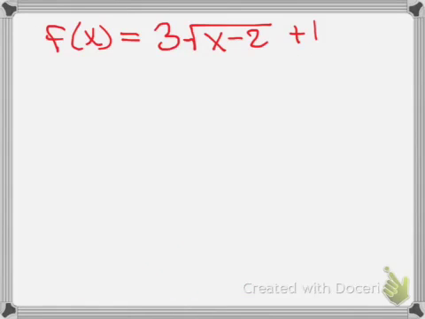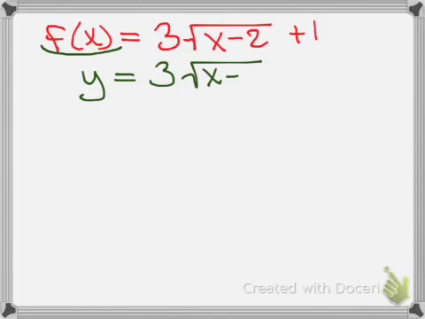So we want to be able to find the inverse. And so to be able to find the inverse for this, the technique that we worked on the other day was switching the x's and the y's and then solving for y. So keep in mind that y is an output. So y is what f of x equals. So I'm going to change f of x to y from the start so that I have an understanding of what I'm trying to do.